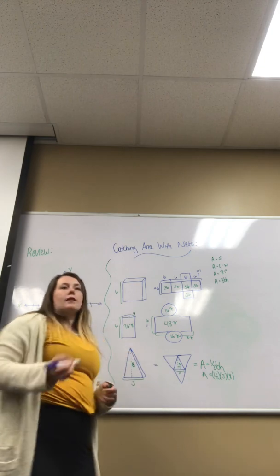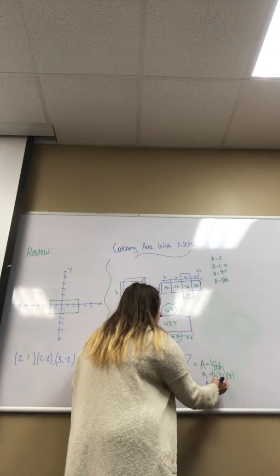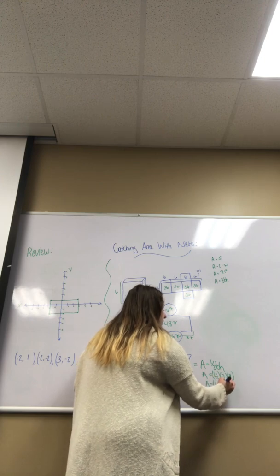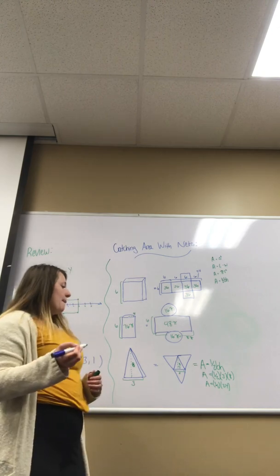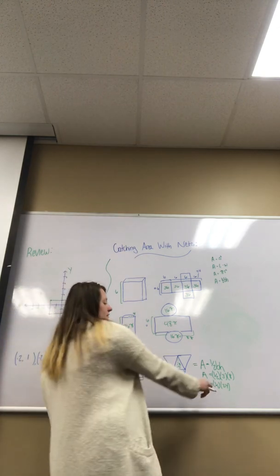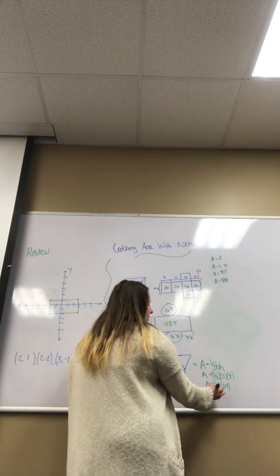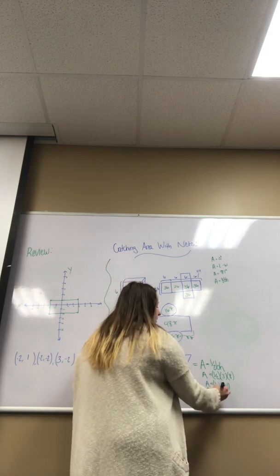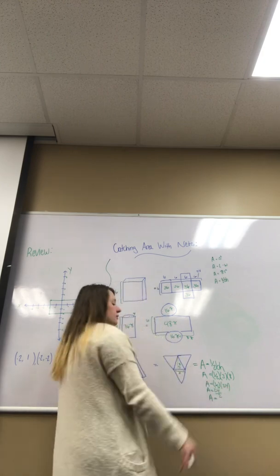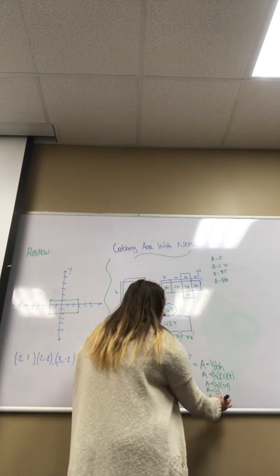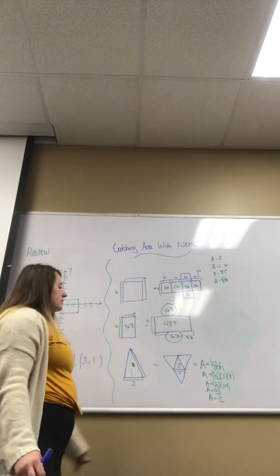Can someone tell me what 3 times 8 is? 24, good. So we're at half times 24. What is half times 24? It's like dividing, right? So we do our 24 on top of our 1, right? We're going to have 24 over 2, good. And now how do we simplify? How many 2's go into 24? 12, good. So our area for this inside triangle is 12.